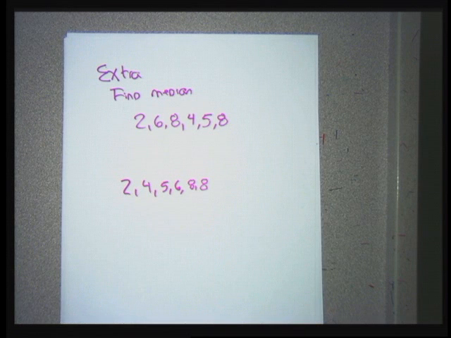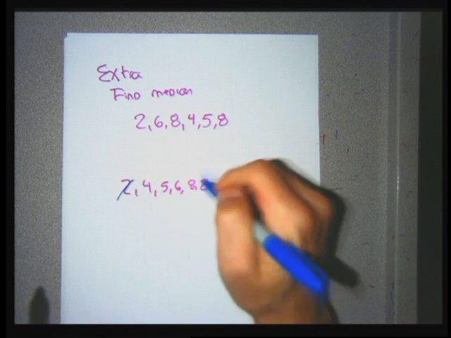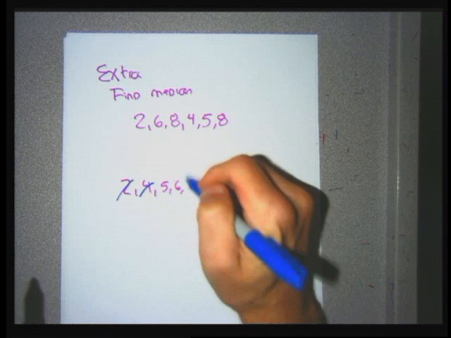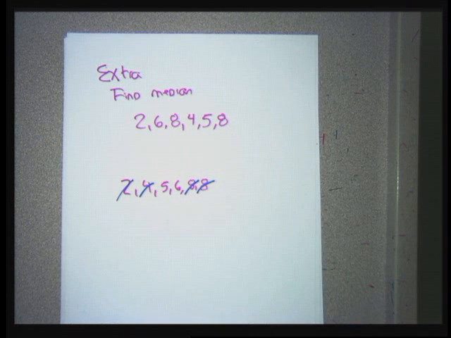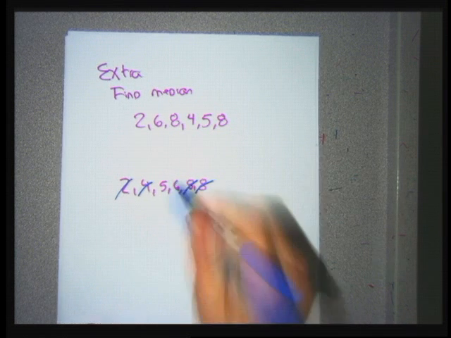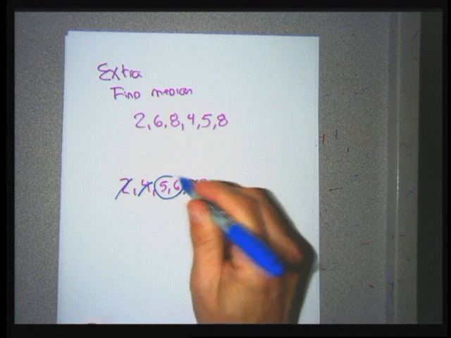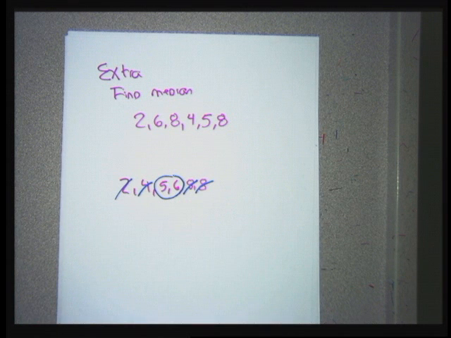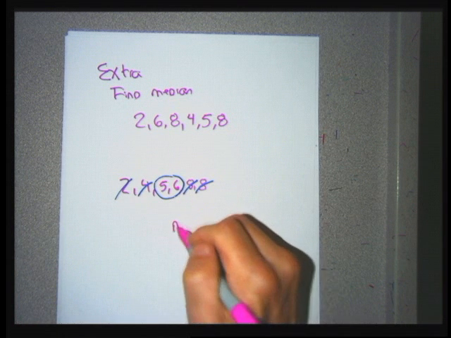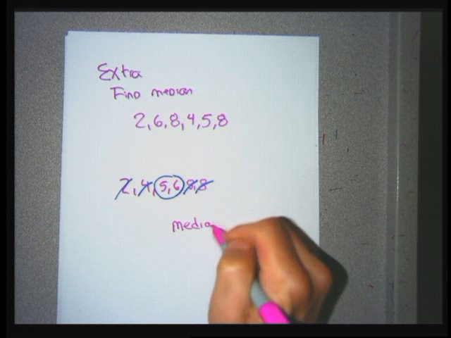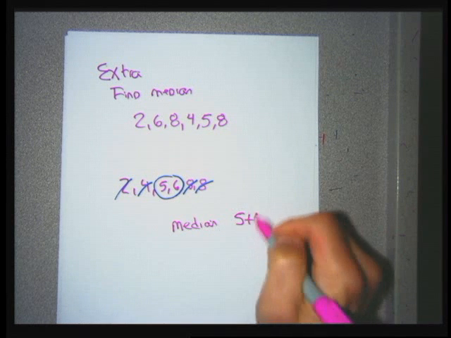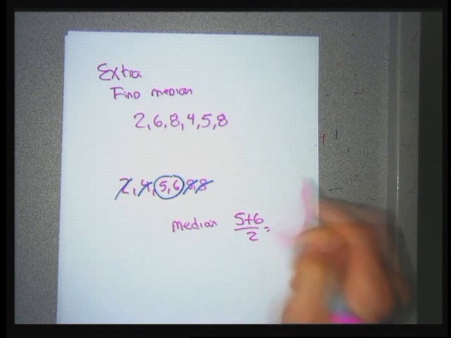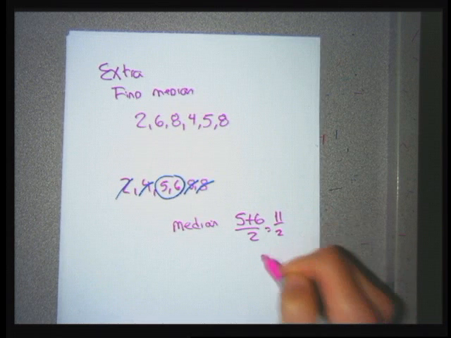And now I'll mark out the first and the last, the second and the second from the last. If I marked out the next two, I wouldn't have anything left to say this is the median. When you mark out and you're left with 2 items, you find the median by adding those 2 and dividing by 2. So for this data set, the median would be 5 plus 6 over 2, which is 11 over 2. I think that's 5.5.